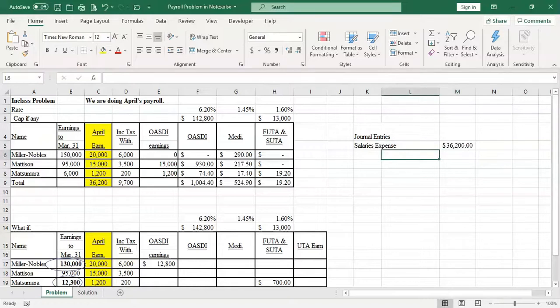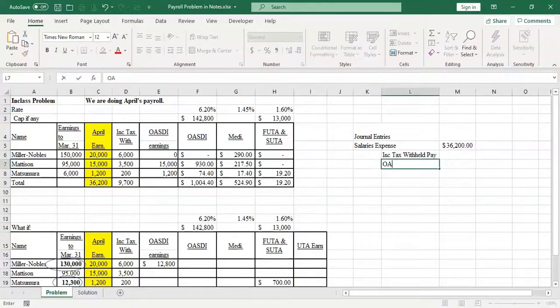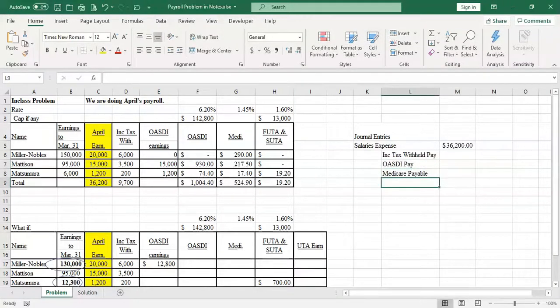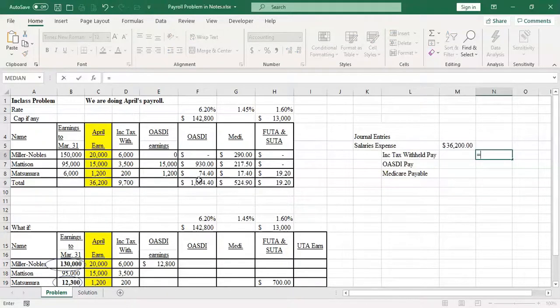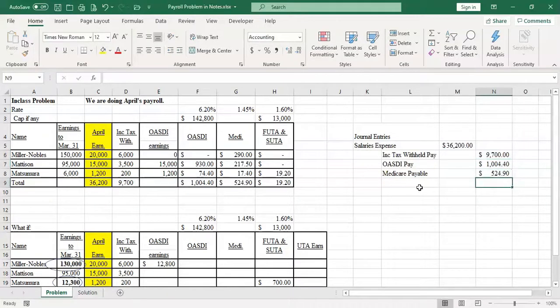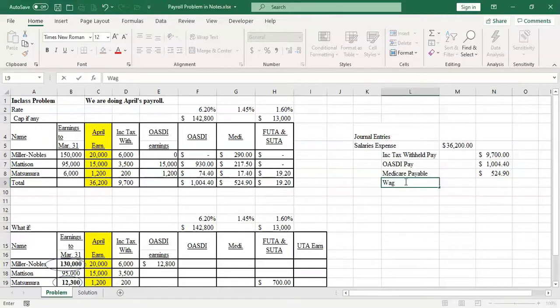Then the rest of these things are payable. Income tax withheld payable. OASDI payable. We've got Medicare payable. But remember, the unemployment is the employer only. That does not come out of your check. Thank goodness there's something that doesn't come out of your check. So the amount of cash the company is really going to pay, again, you can make it salaries payable or cash, depending on what they tell you.